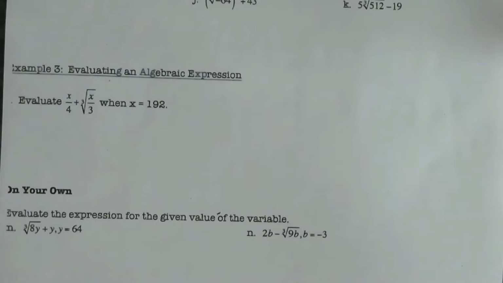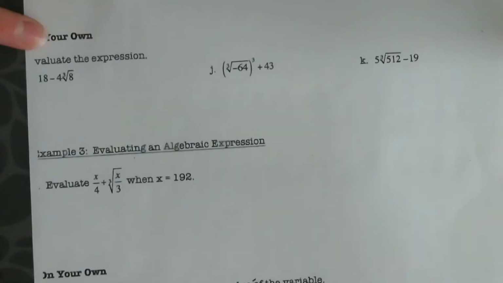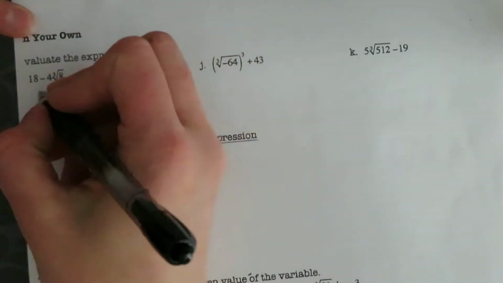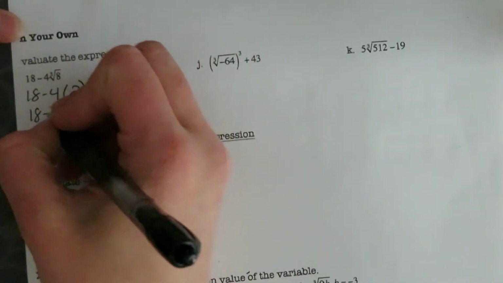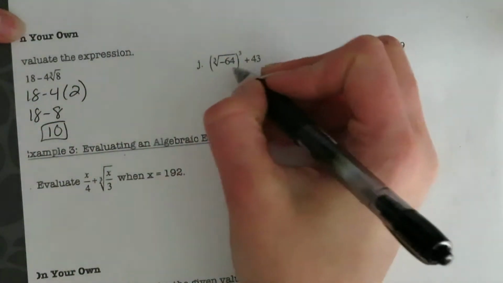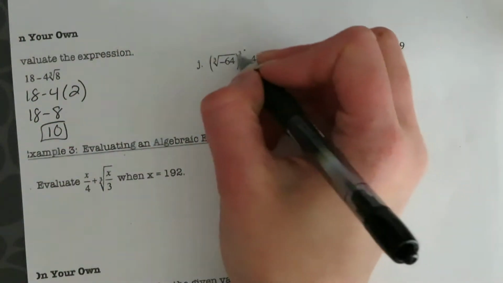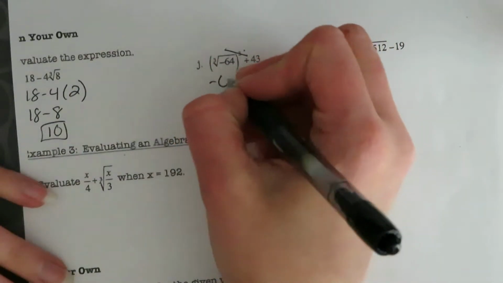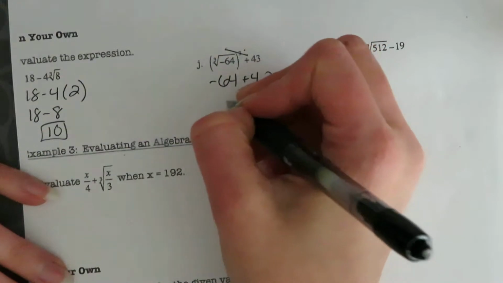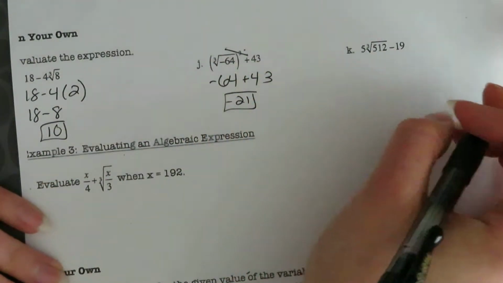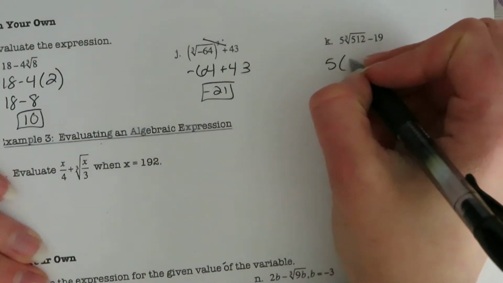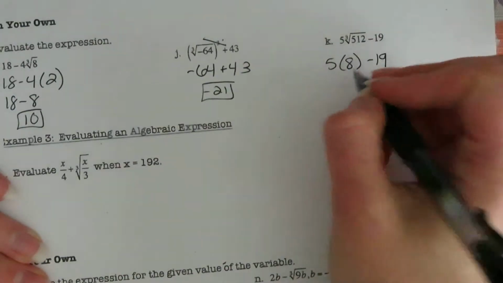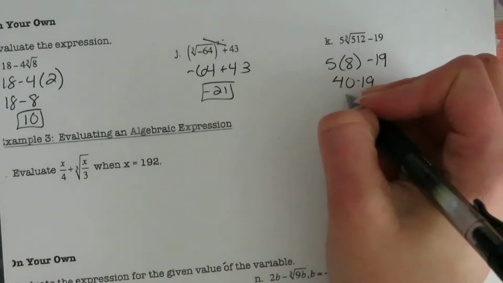On your own. All right, try the next one and then come back and check. All right, 18 minus 4 times the cube root of 8 is 2, so 18 minus 8 is 10. Letter J, cube root of negative 64 cubed, those simplify, so you just have negative 64 plus 43, which becomes negative 21. Letter K, 5 times the cube root of 512 is 8 minus 19. This is 40 minus 19, so that's going to give me 21.